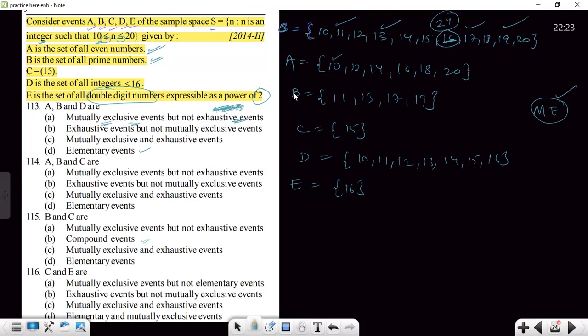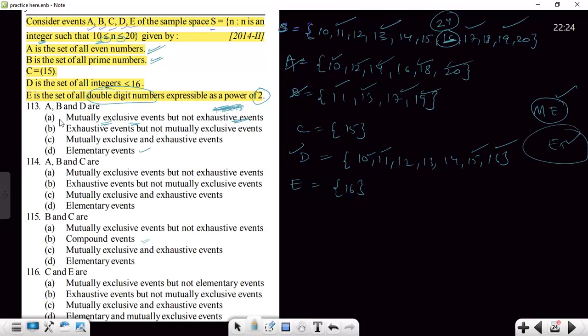Exhaustive ABD. Is 10 there? Yes, 10 is there. 11 is there. We are talking about the union of ABD. So if it is there in one of the sets, it's workable for us. Fine. 10, 11, 12, 13, 14, 15, 16, 17, 18, 19, 20. Yes. So all the elements from 10 to 20 are there. So the union of ABD is equal to the sample space. So yes, they are also exhaustive.